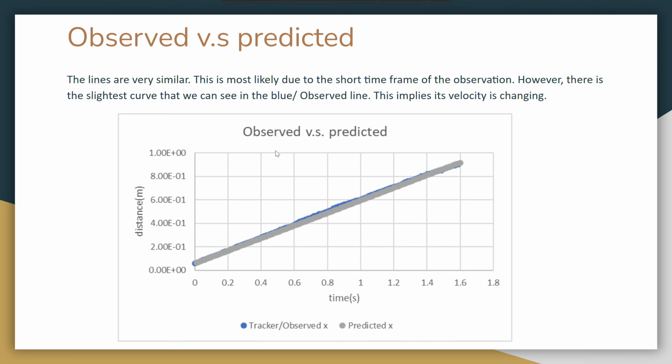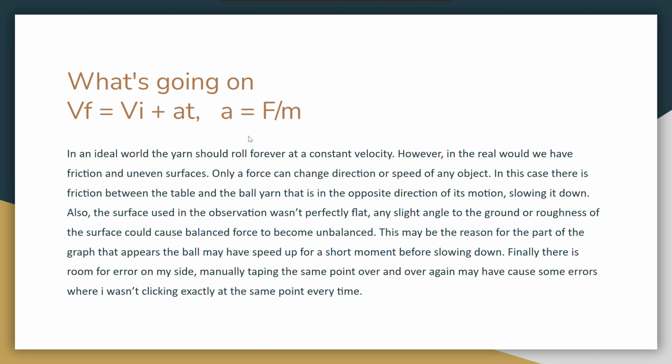And then the observed versus predicted. The predicted is a straight line that is perfectly straight. However, the observed line, as you can see right here, it has a little bit of a change where it kind of looks like it's going faster and slower. The change in velocity can only happen if there's an acceleration. The main principle is that there must be some force acting on it to cause a change in acceleration.